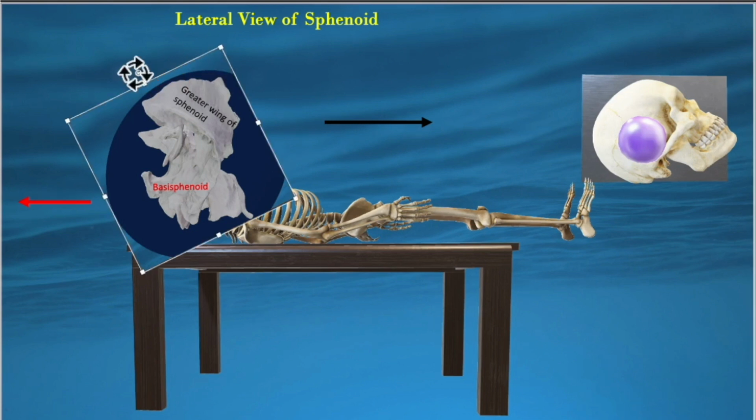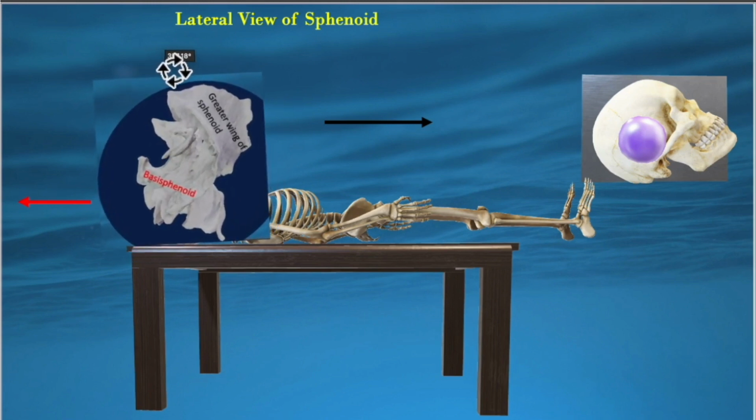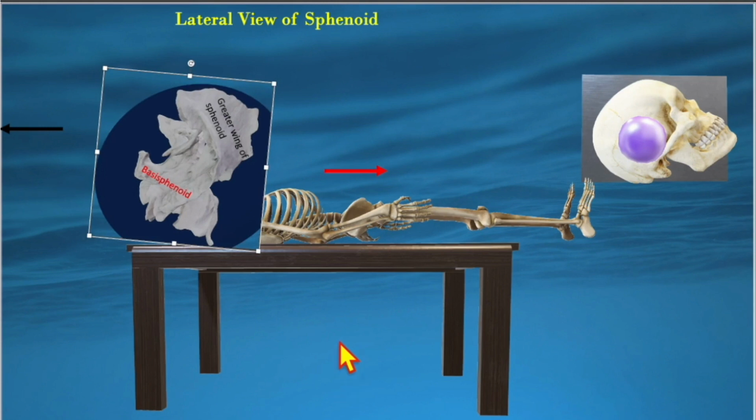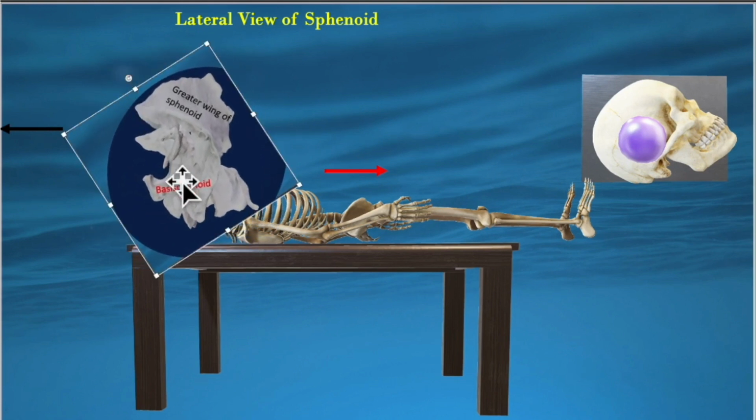So here we go. Flexion, you see the greater wing of the sphenoid moving inferiorly, and you see the basisphenoid in flexion moving superiorly. And this is occurring around a transverse axis in a sagittal plane. Whereas in extension, the greater wings of the sphenoid are going to be moving superiorly. The basisphenoid is going to move inferiorly. So during extension, you see the greater wings moving superiorly, and you see the basisphenoid clearly moving inferiorly.